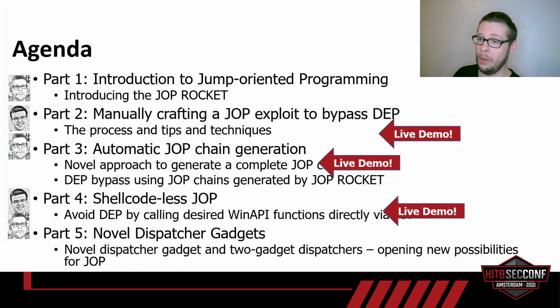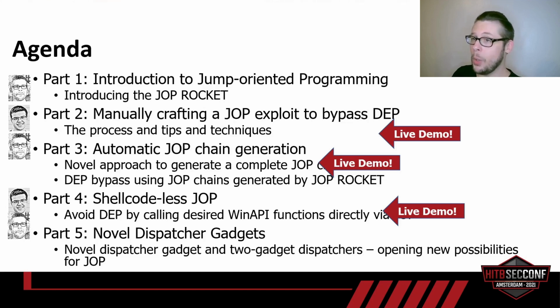Jump-oriented programming. Firstly, we'll introduce jump-oriented programming, and then the JOP ROCKET, and then Austin will show us how we can manually craft a JOP exploit to bypass DEP and some various tips and techniques associated with it. And then we'll see how we can remove the human labor element and do it all through automation.